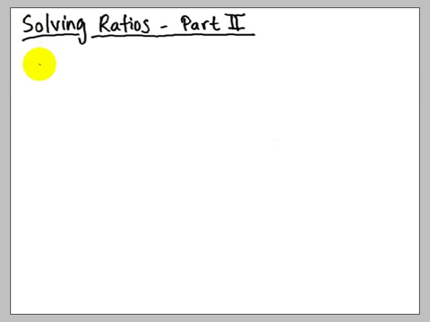Alright, let's take a look at solving ratios part 2. So we're going to solve some more questions pretty much like what we were just doing, except there's going to be a little bit of a difference to it, and you're going to find that it's very easy. So let's take a look right away. Let's solve for x in this question here. Solve for x.